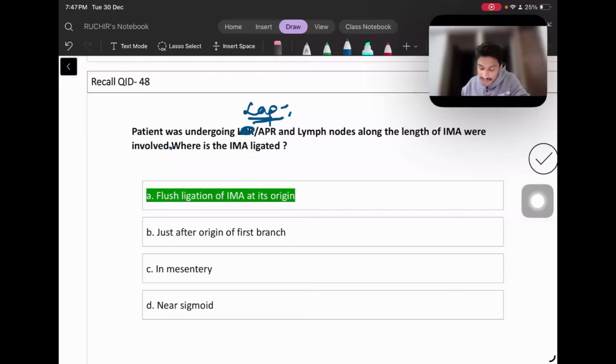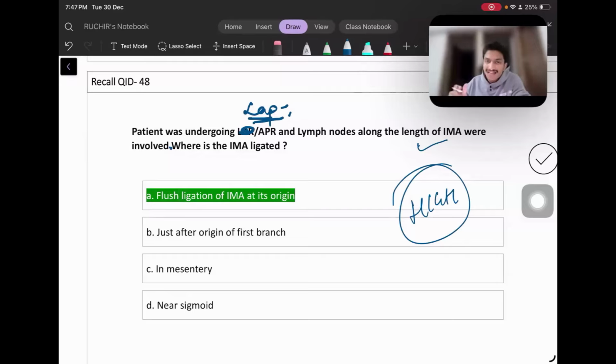So if lymph nodes are present along the IMA, you cannot do a low ligation. You have to go for a high ligation, and that high ligation is near the flush at the origin of the IMA. Basically, you do it as high as possible. So herein you have the correct answer as flush ligation. You do not do it after the origin of the first branch, that is usually the left colic. That is basically a low ligation, that is, you do it after the first branch is out. That is the left colic.